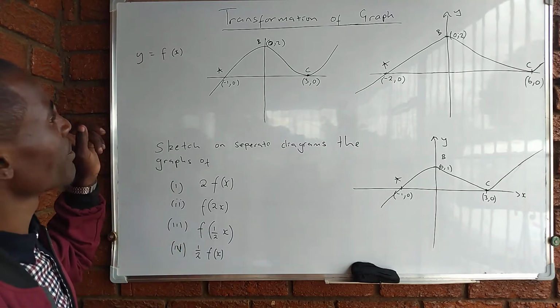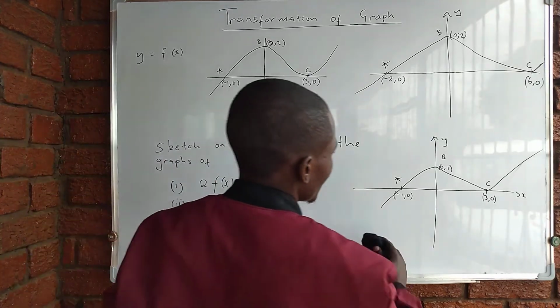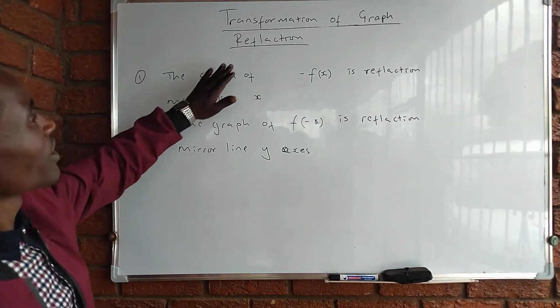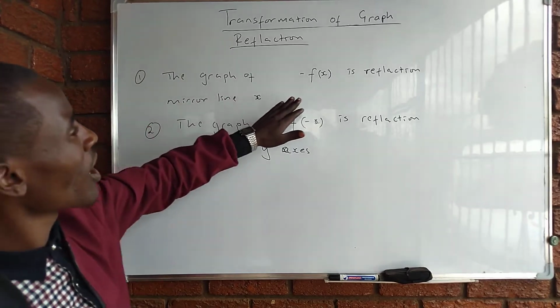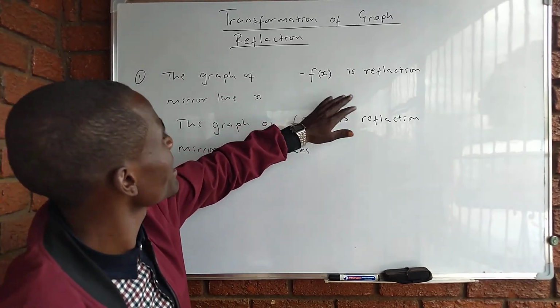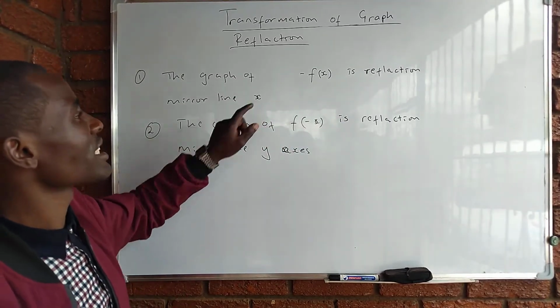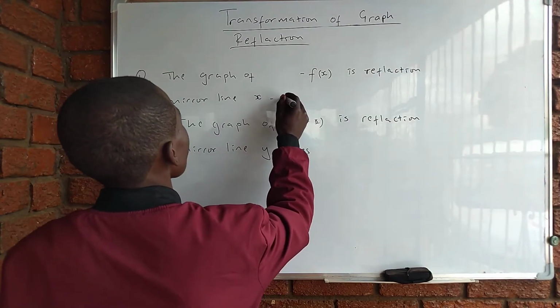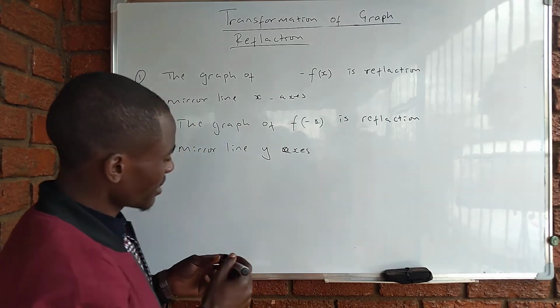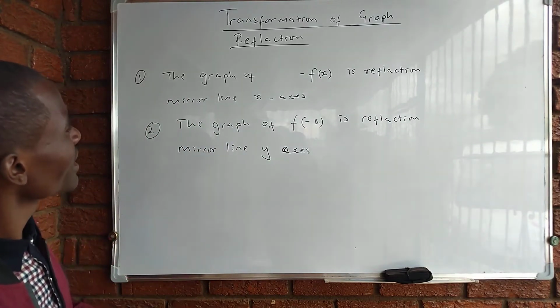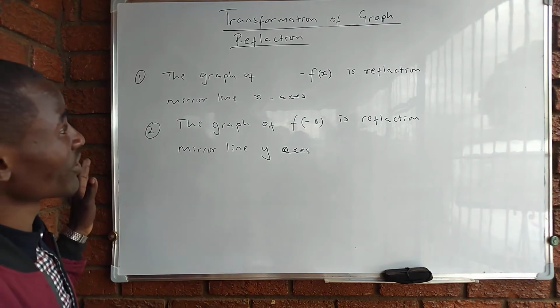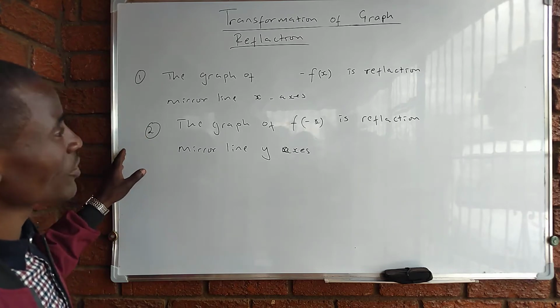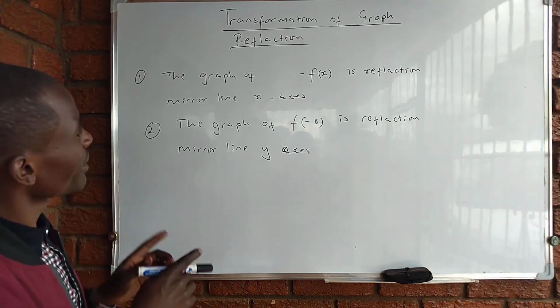Saka hande pa reflection, right? So now reflection, the graph of minus f of x is reflection mirror line x axis, right? So mukatarisa manje kuno manje zvikuita opposite zvese. Mukatarisa reflection inoita opposite ne stretch, reflection ino opposite ne stretch.